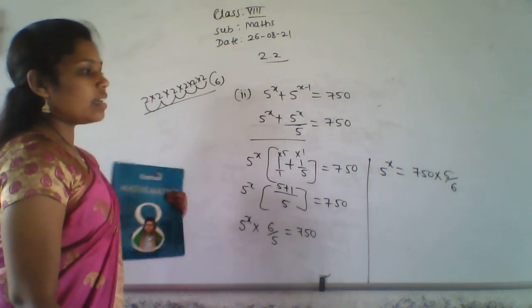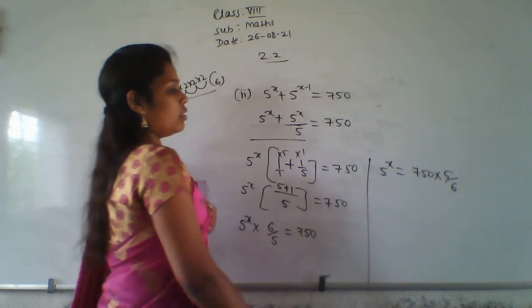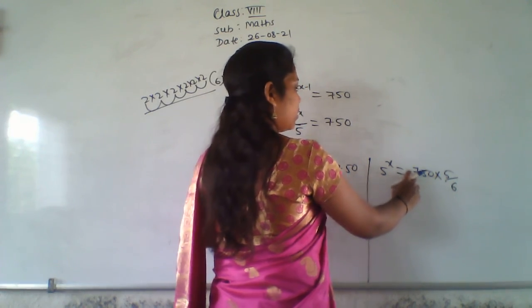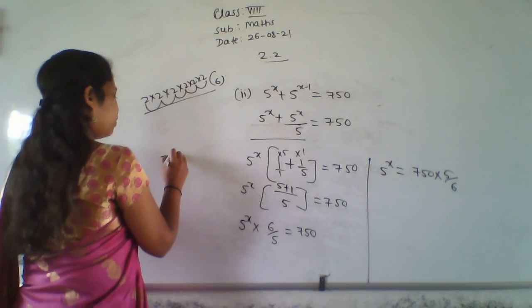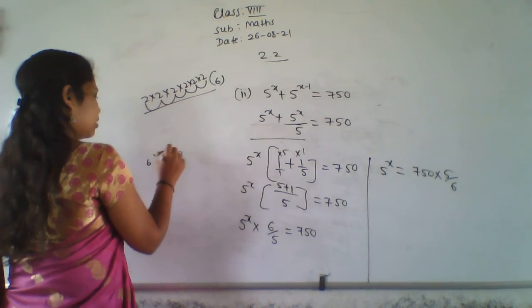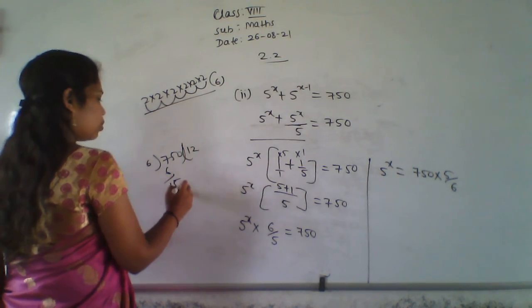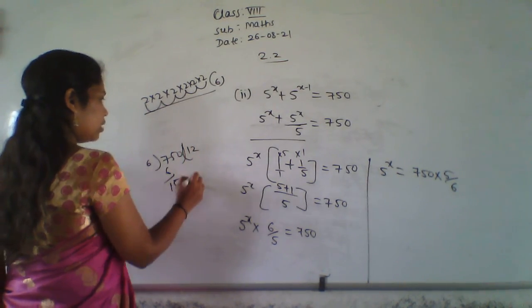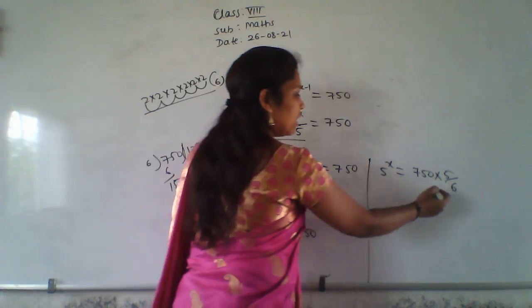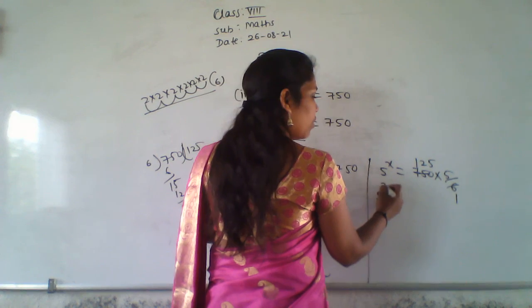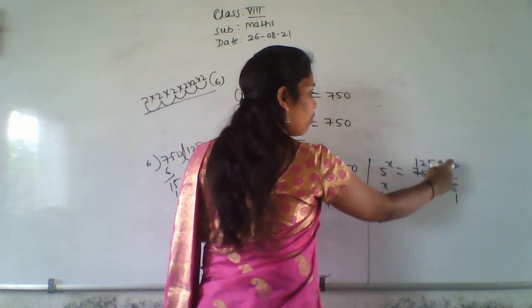Okay, is there any cancellation? Check. Divide 750 by 6. Here 6 1s are 6, 1 left. Again 6 2s are 12, 3 left. 6 5s are 30, right? So we can divide here. 6 1s are 6, 125. So 5 to the power x can be written as 125 into 5.